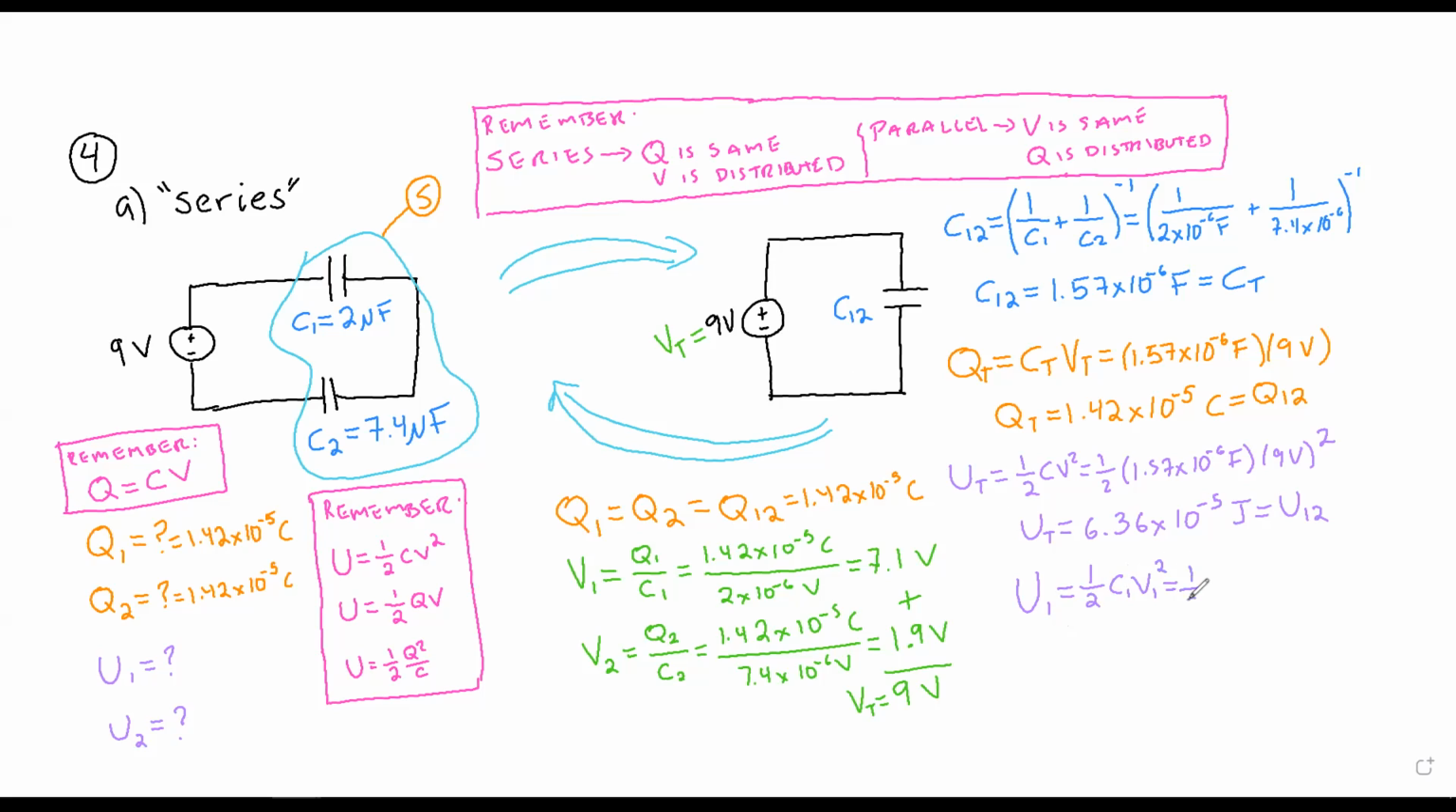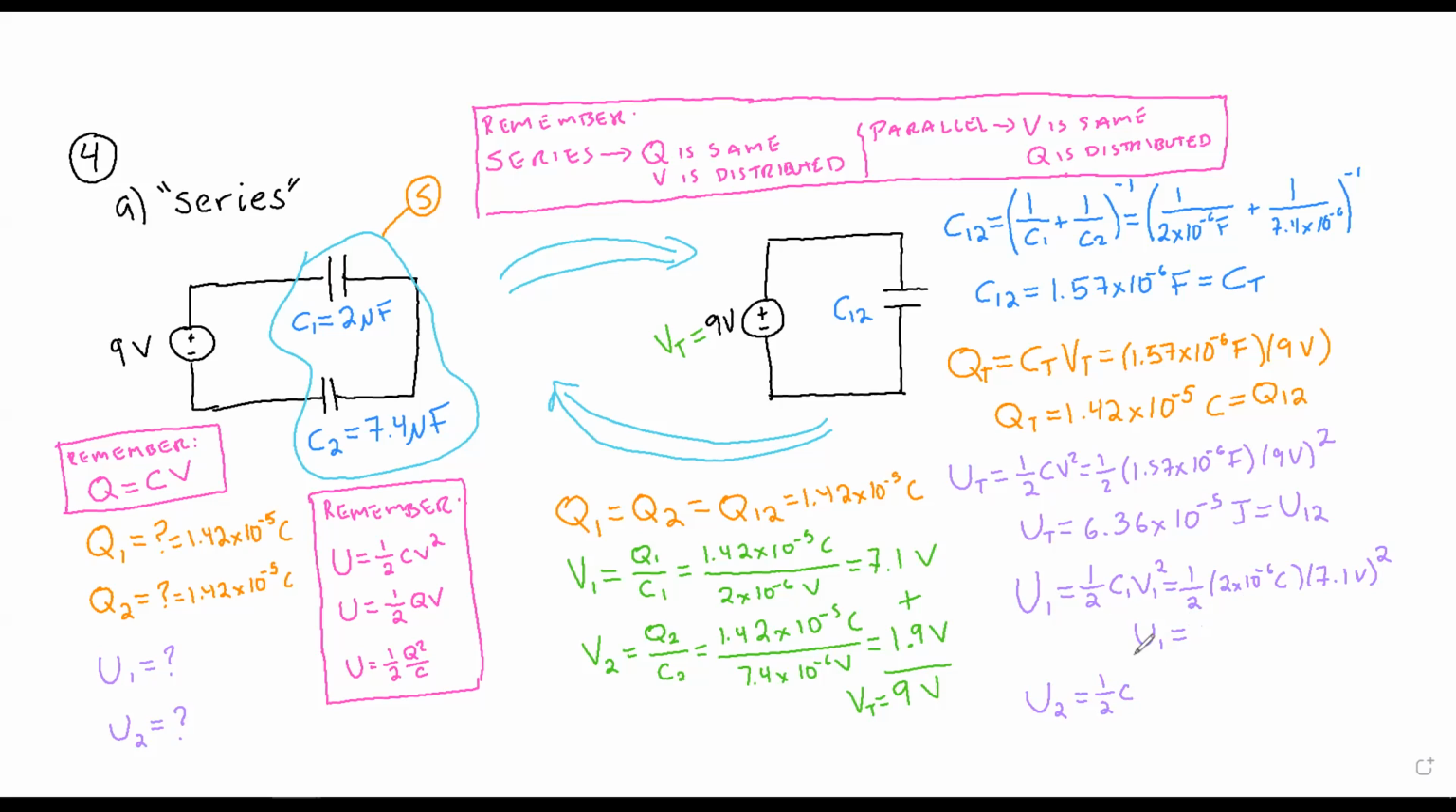This is going to be equal to 1/2 of the capacitance 1, which is 2 times 10 to the minus 6 times voltage 1, which is 7.1 volts squared. And U1 is going to give us a certain value. And then U2 is going to be equal to 1/2 of C2. Oh, yeah, what we calculated originally is the total one, now we're calculating the individual.